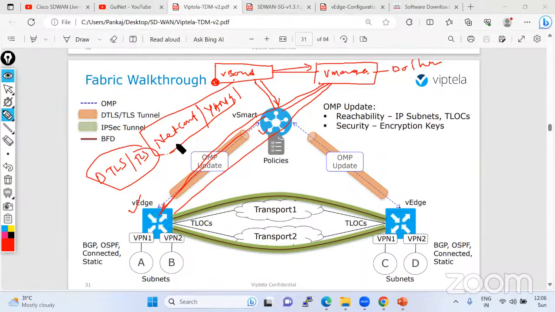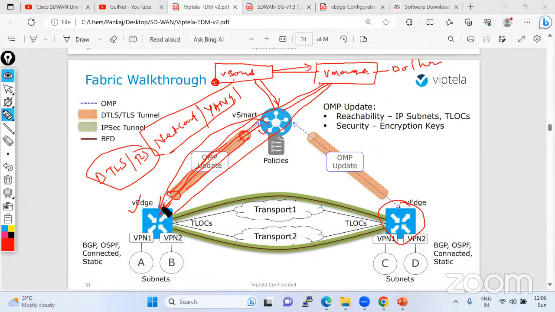So once the configuration is received from the vManage, it is going to form one tunnel. This is the OMP tunnel for the routing to the vSmart. Okay. Once the OMP tunnel is formed, all the routing, let's suppose this router is already serving, this router's routing information is going to be exchanged to this device.